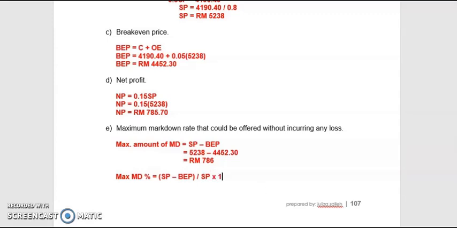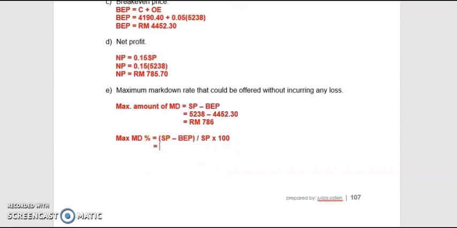So rate multiplied by 100. So here equal to what is maximum amount of markdown just now? 786 divided by original selling price 5238, and then rate multiplied by 100. So this one we will get 15%. Okay, so if you want to give discount or markdown, at most you can give is only 15%. Okay, if you give 16%, then later on you will suffer a loss. If you give 10%, still okay. Okay, you still can get profit because lower than maximum markdown rate.